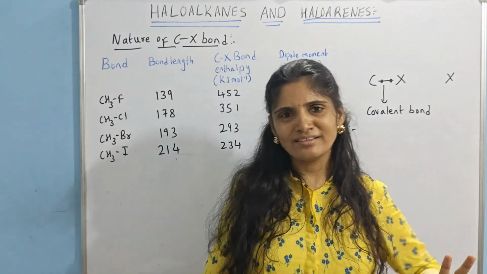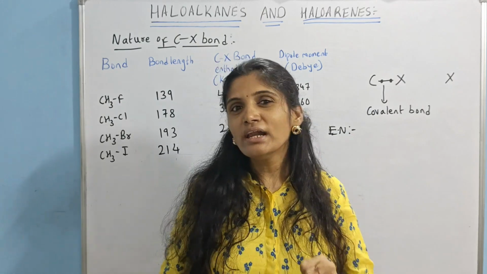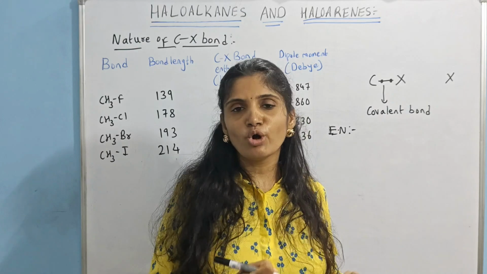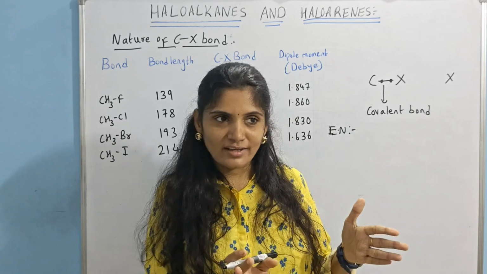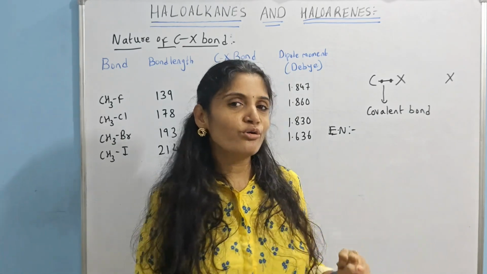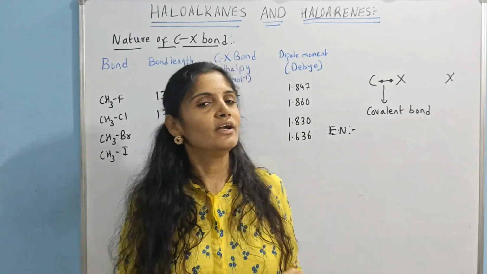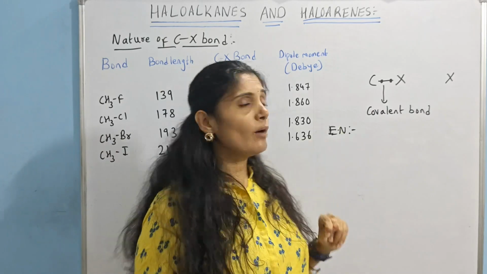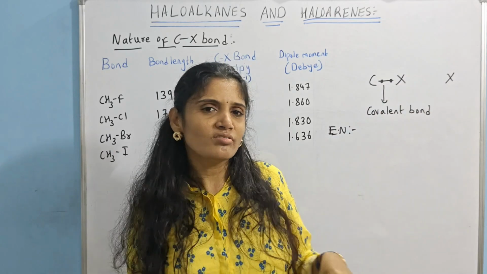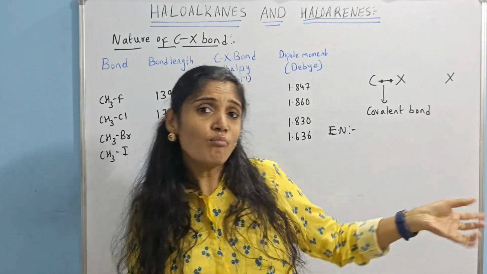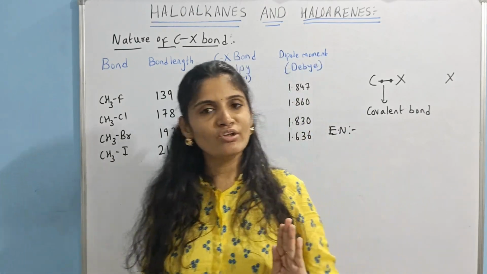I'll give a small example. You and your friend are sharing snacks. But you are a little greedy and want to eat more, so you will always try to pull the snacks packet a little towards you. Apply the same logic here. If an element is greedy to pull the electrons towards itself, if it is highly electronegative, it will have more capability to pull the electrons towards itself. This is from your periodic properties in grade 11.